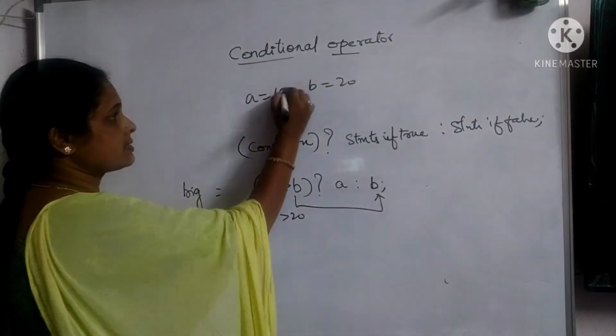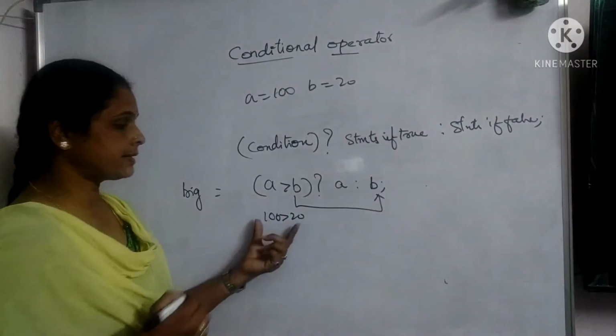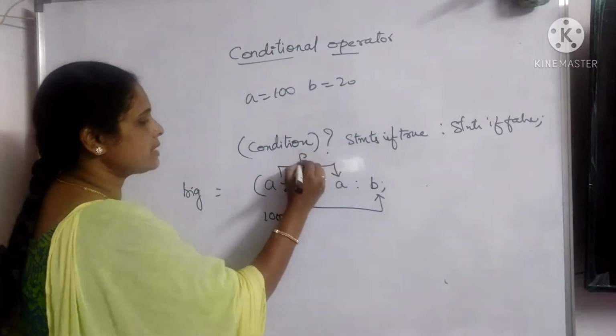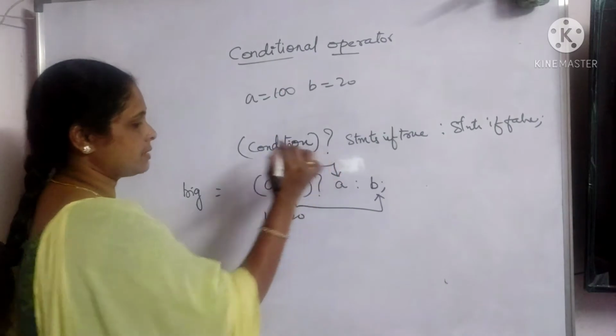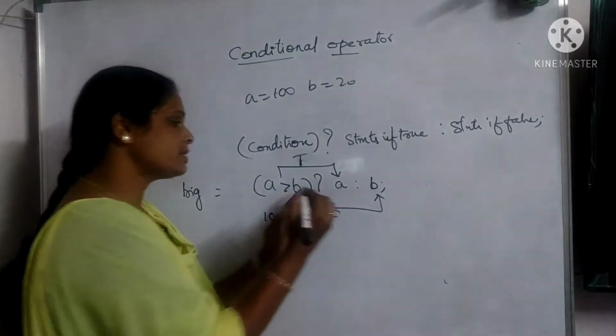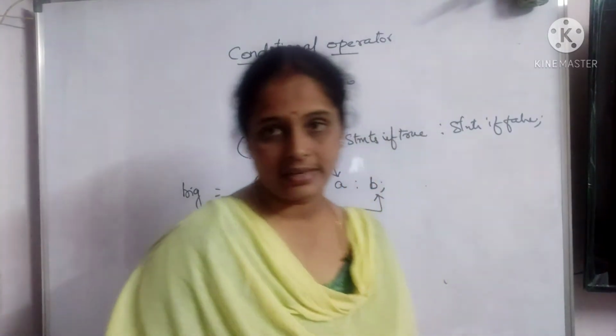Suppose A value is 100, then what happens? 100 greater than 20. Yes, it is true. So because it is true, it approaches the immediate statement. Otherwise, if it is false, it goes to the next statement. Okay, that is all about the conditional operator.